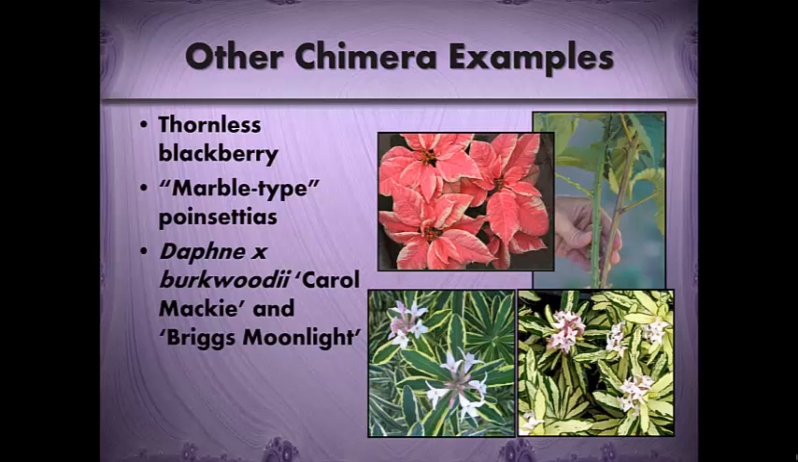Usually Daphne burkwoodii just has solid green leaves. Then, as someone was growing lots of Carol Mackey, one day they noticed a bud sport on it that looked like the plant you see on the right there. So they propagated that bud sport and they came out with a new cultivar called Briggs Moonlight. So that's just an example for you of how these mutations can give rise to new plant cultivars.